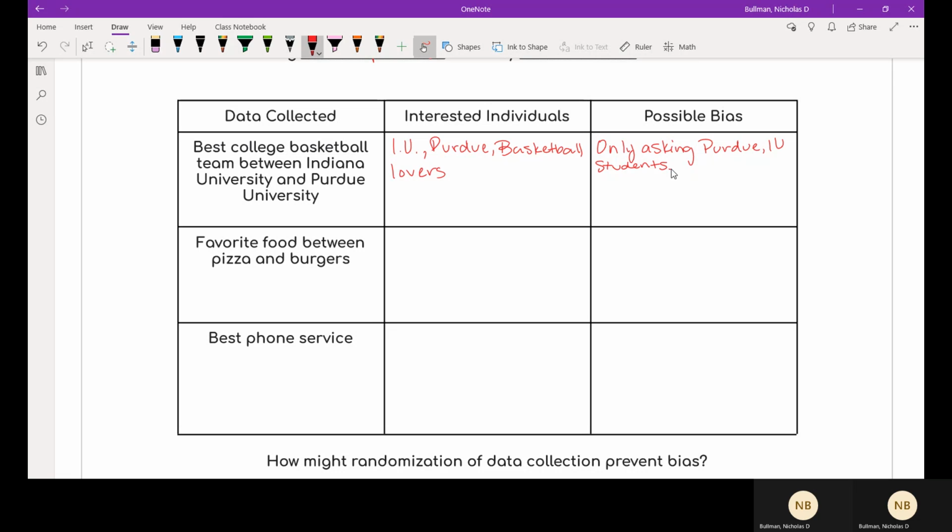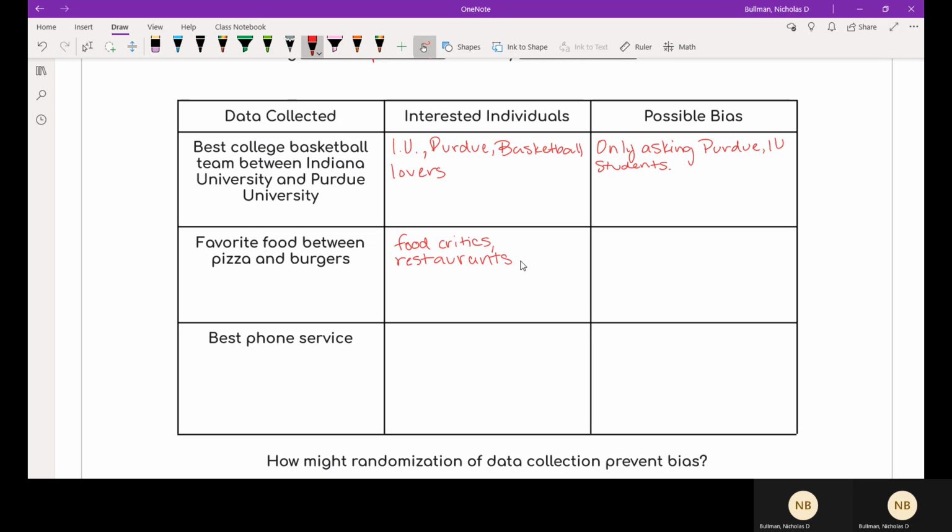Then there's another example, which would be favorite food between pizza and burgers. Your interested individuals are going to be your food critics, restaurants. Oh boy, the word I just really never can spell right. And there's more examples, but I think you guys get the idea.